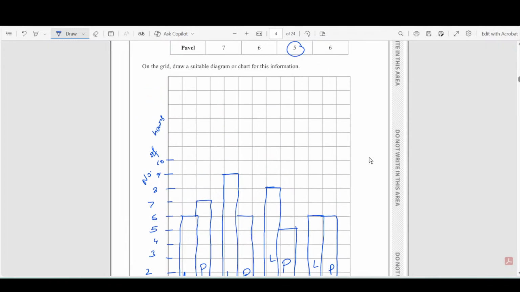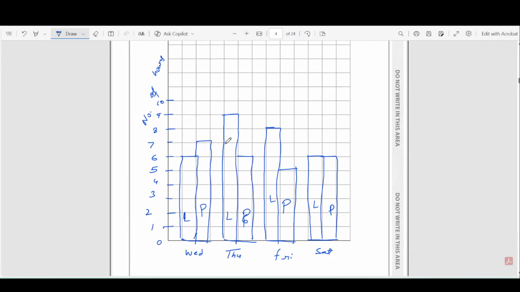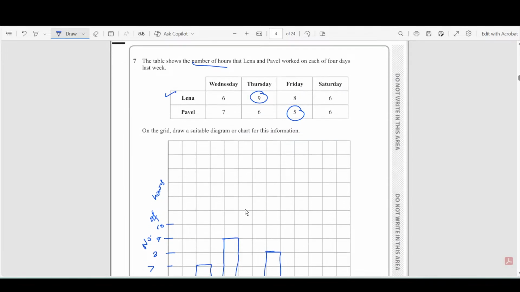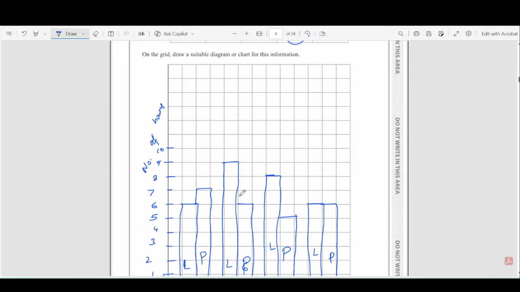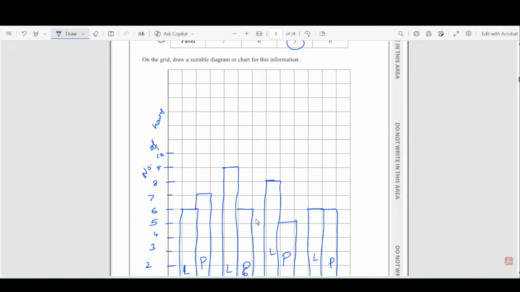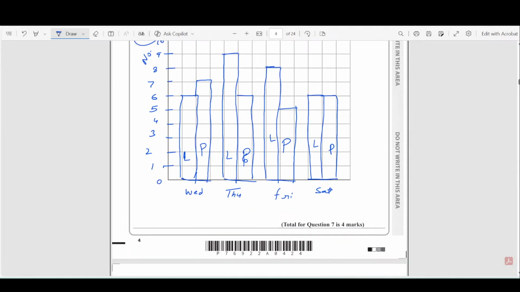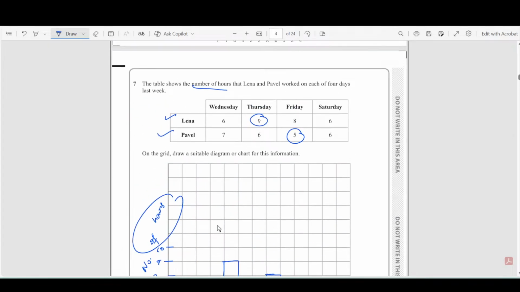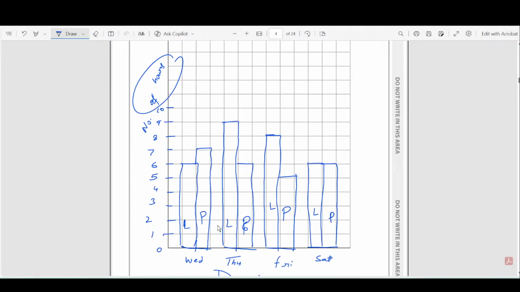Okay, that's how we can make a combined bar graph, because this is the most suitable chart for this information, right? Because two sets of information are given, that's why we are making a combined one. On the y-axis we kept number of hours, on the x-axis we wrote days, right? And we can put the title, number of hours worked, something like that, and that's it.